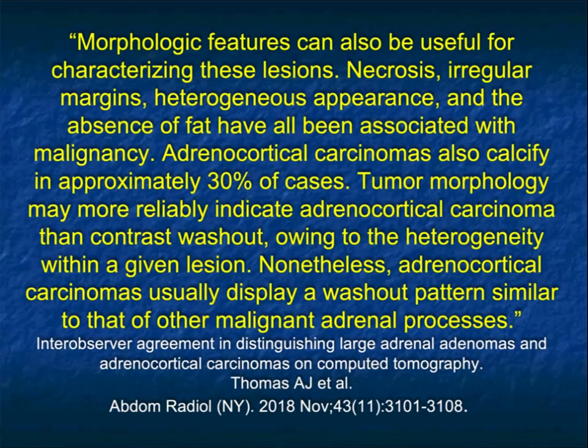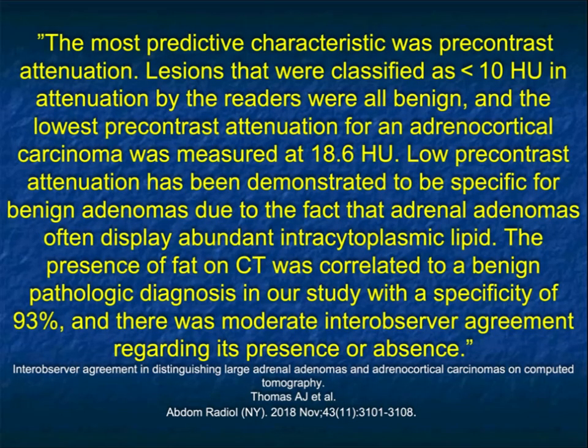Now, when you look at adrenal masses, they do make the point, again, with contrast scans, necrosis, irregular margins, heterogeneous appearance, and the absence of fat have been associated with malignancies. A third of these tumors will have some calcification. Tumor morphology may more reliably indicate adrenal cortical carcinoma than contrast washout, owing to the heterogeneity within a given lesion. And I've never seen an adrenal cortical carcinoma that has a washout that would confuse you with a pheo or confuse you with an adenoma. So that's typically not going to be a problem.